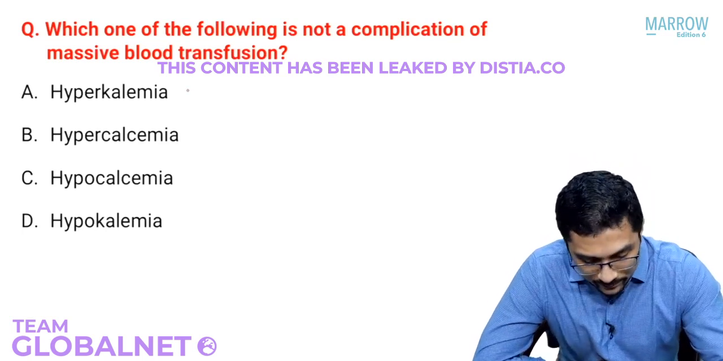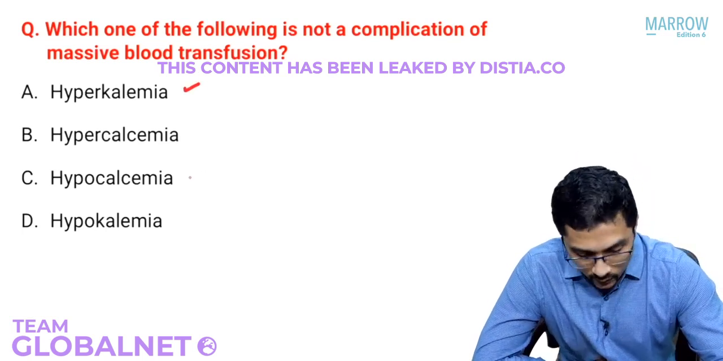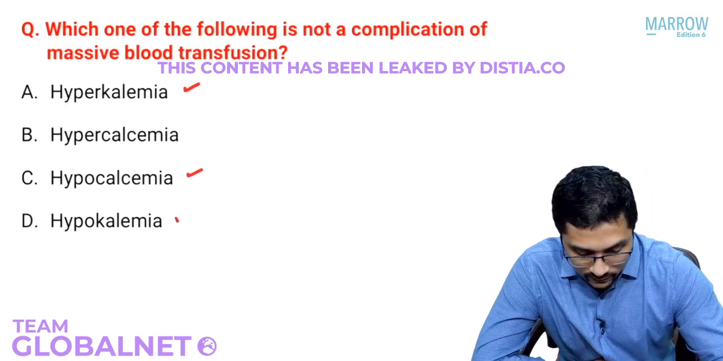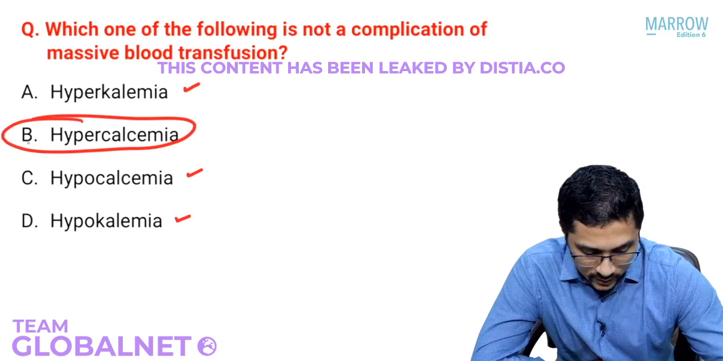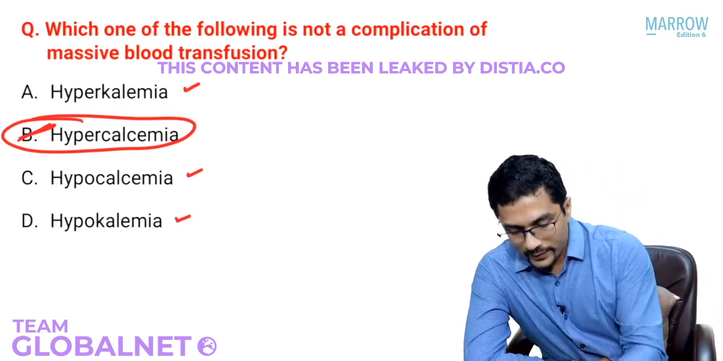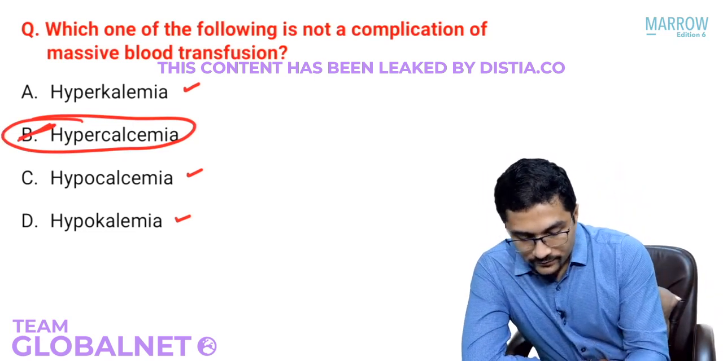Which is not a complication of massive blood transfusion? So we know hyperkalemia can occur, we know hypocalcemia can occur, we know hypokalemia can occur. So hypercalcemia will not occur. Okay, this was another question asked in the exam.